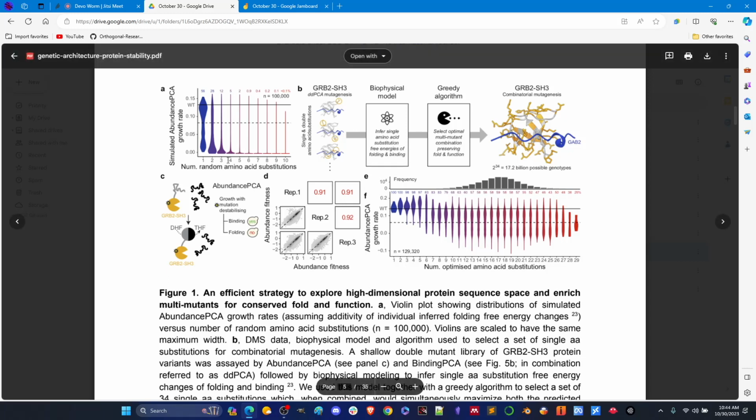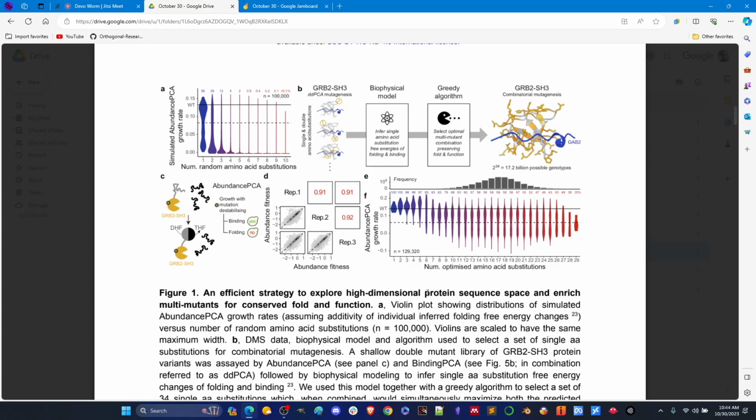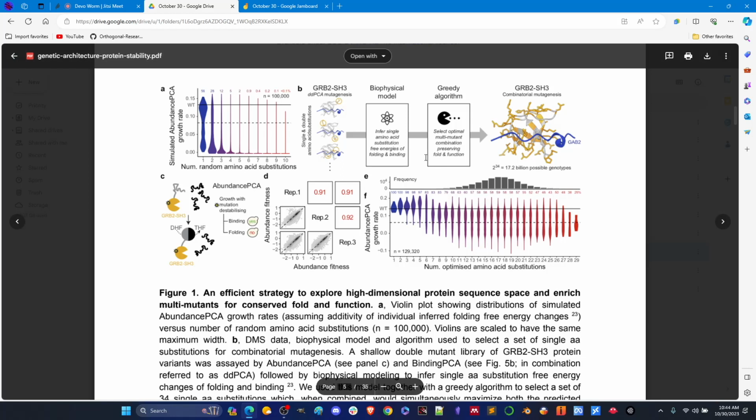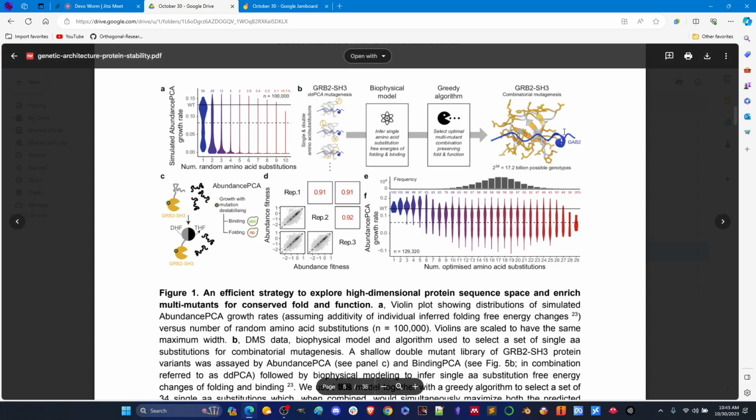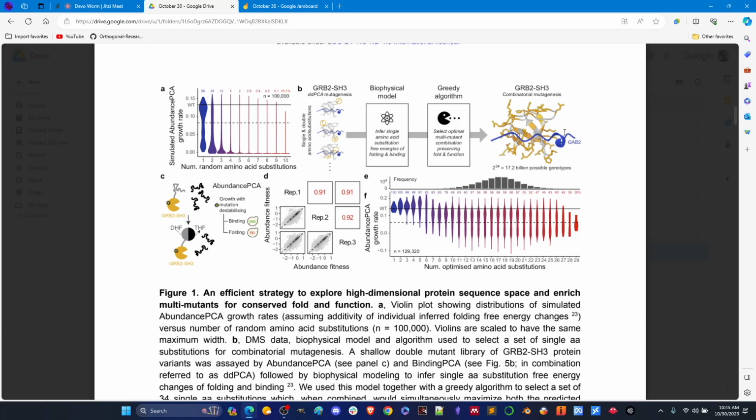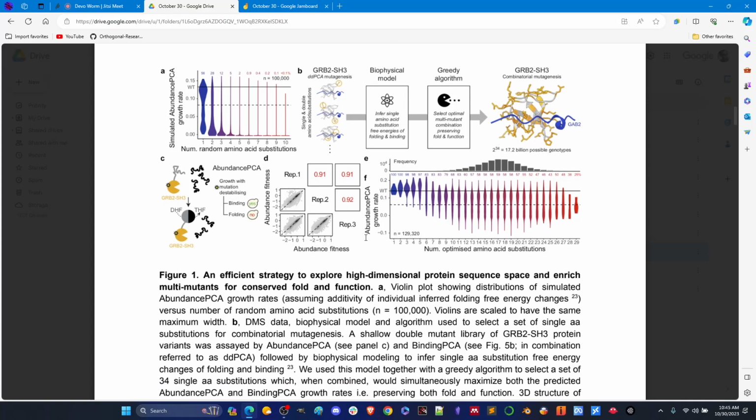So they have this model of mutations. They characterize the mutations in protein sequences. They have a biophysical model which infers single amino acid substitution energies of folding and binding. They use a greedy algorithm to select optimal multi-mutant combinations, preserving fold and function, and then they do combinatorial mutagenesis on the protein structure itself. So they're actually able to do this in quite a compact pipeline for what they're trying to do.